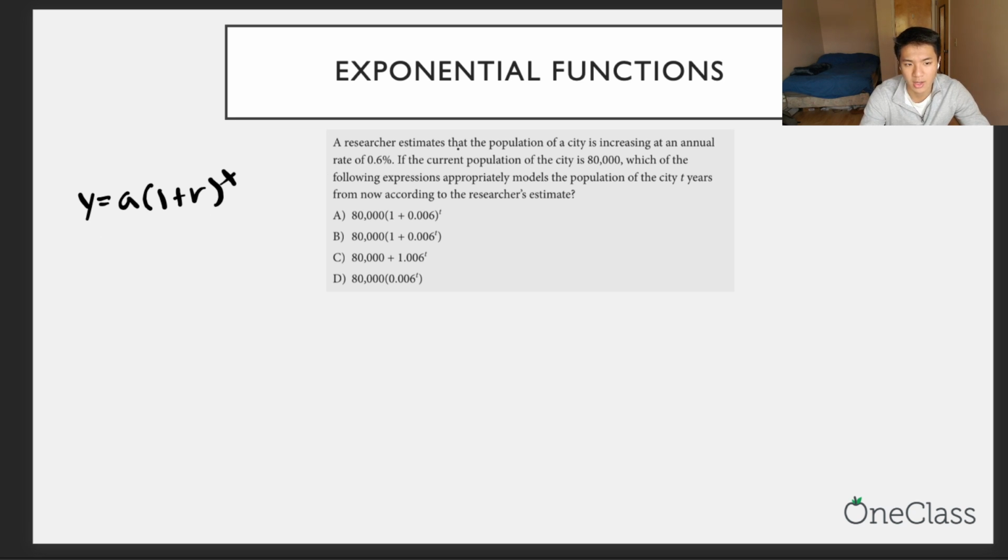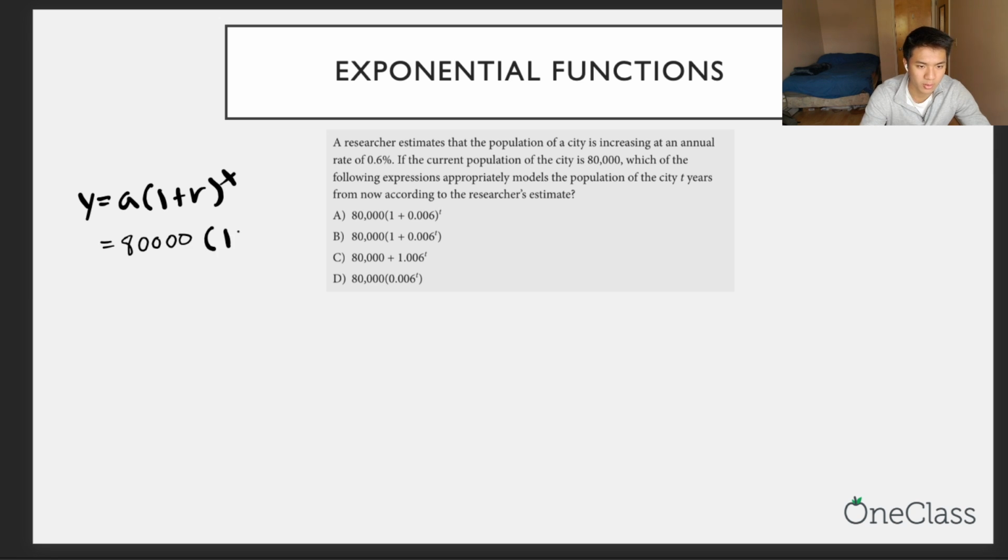So let's start with A. Do we know what the initial population of the city is in year 0? And that's going to be given to us here. If the current population of the city is 80,000, that means right now, in the starting period, the population is 80,000. So we get A is equal to 80,000.